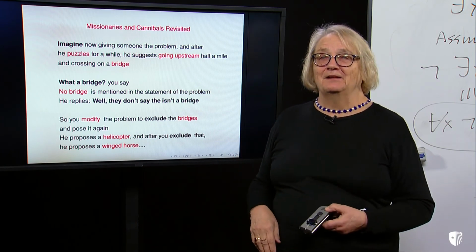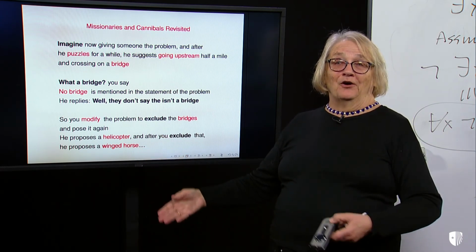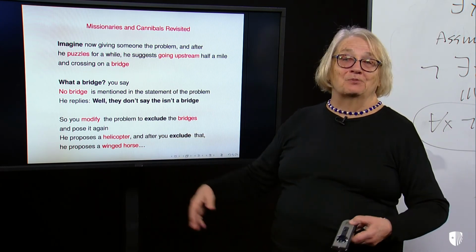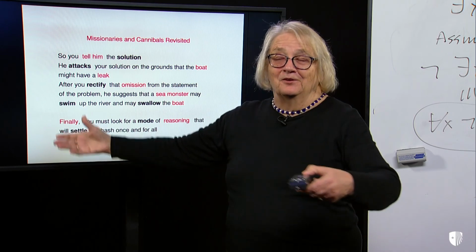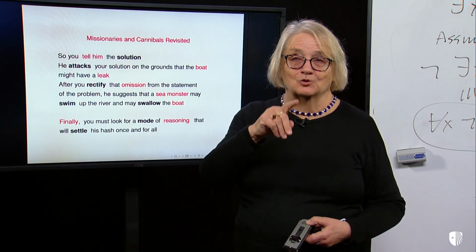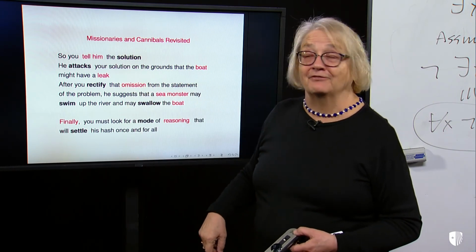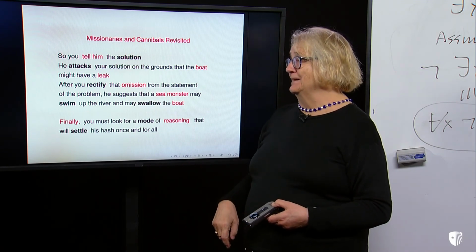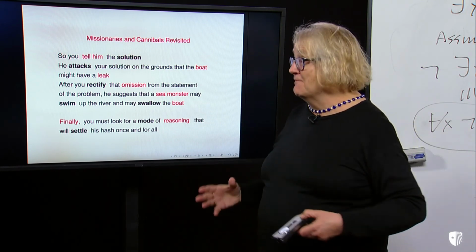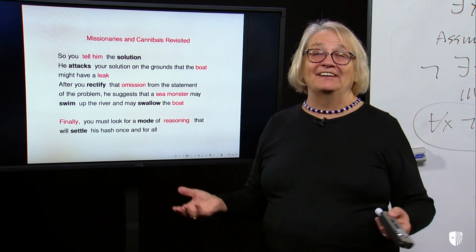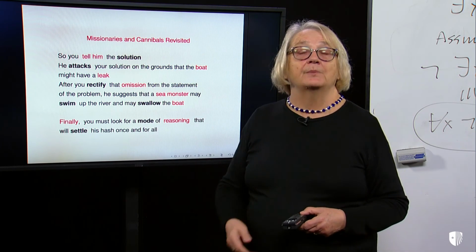So you modify the problem, exclude the bridges. And he proposes a helicopter. Or you exclude that, and he proposes a winged horse. And then you tell him your sequence of solution. He attacks the solution on the grounds that the boat might have a leak. After you rectify that omission in the statement, he suggests a sea monster that might swim up the river and swallow the boat. Finally, you must look at the mode of reasoning which would settle that problem.